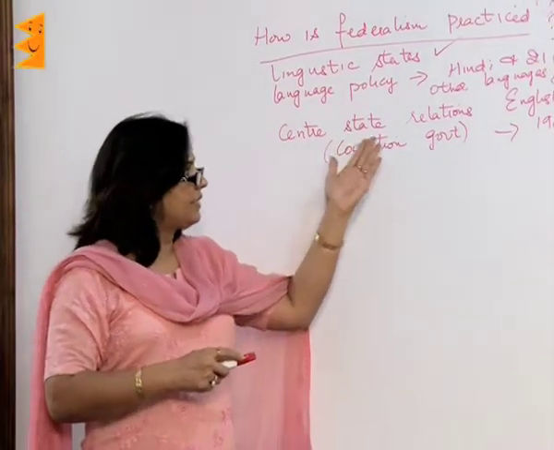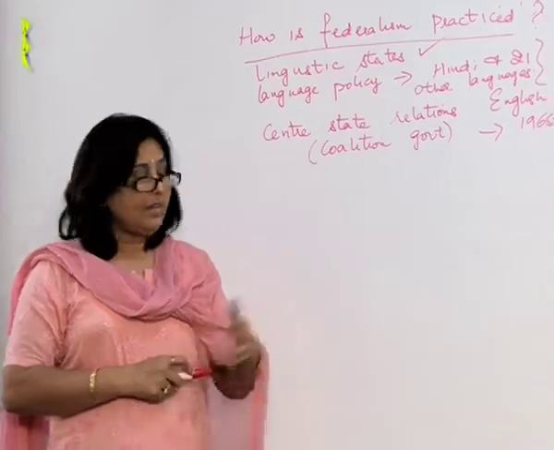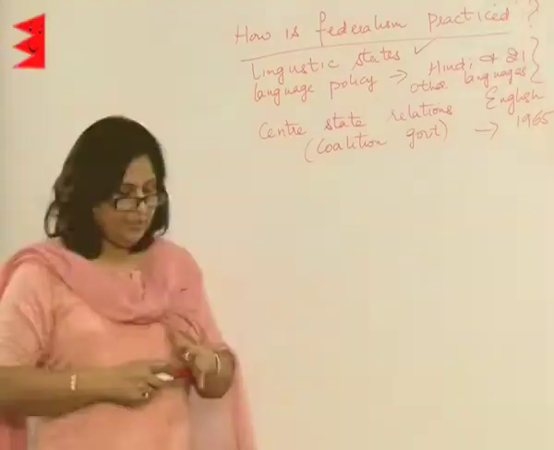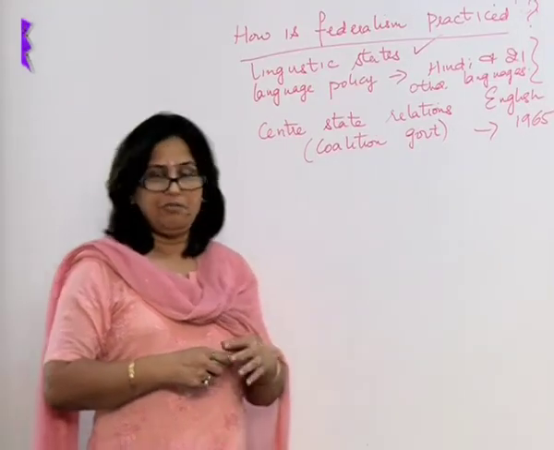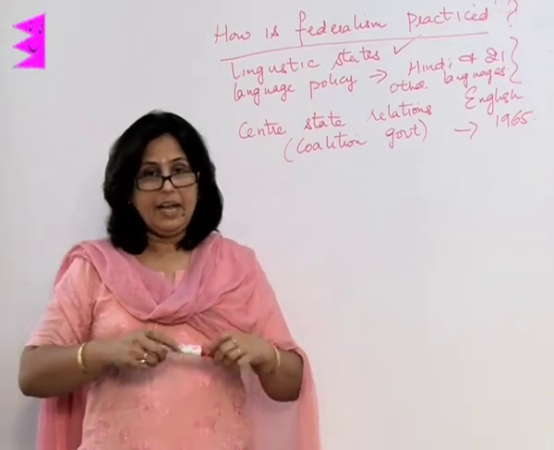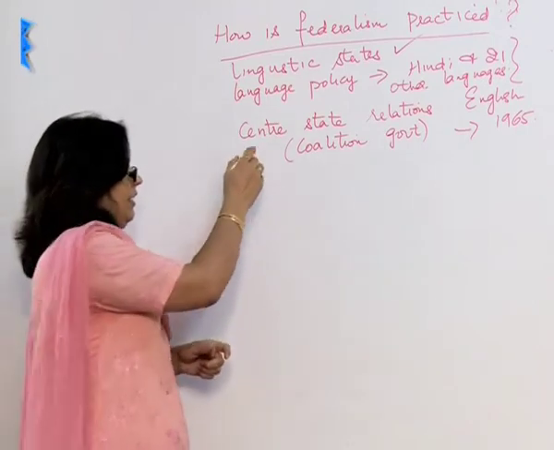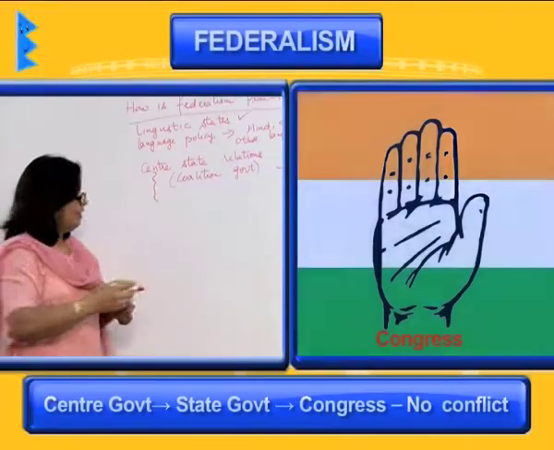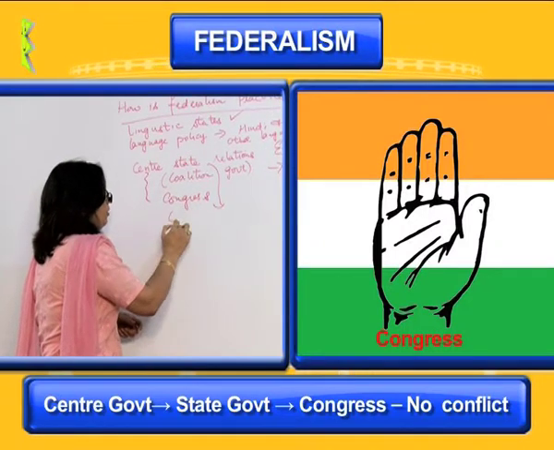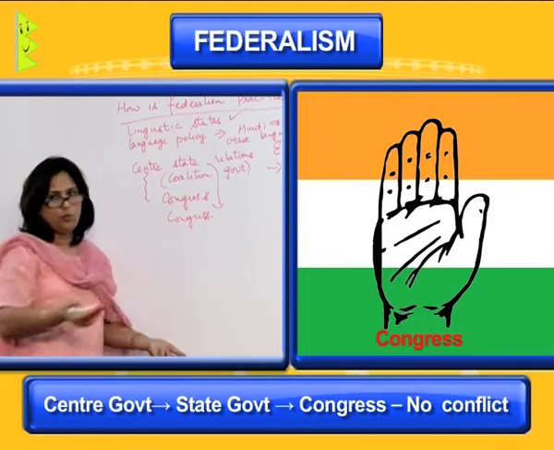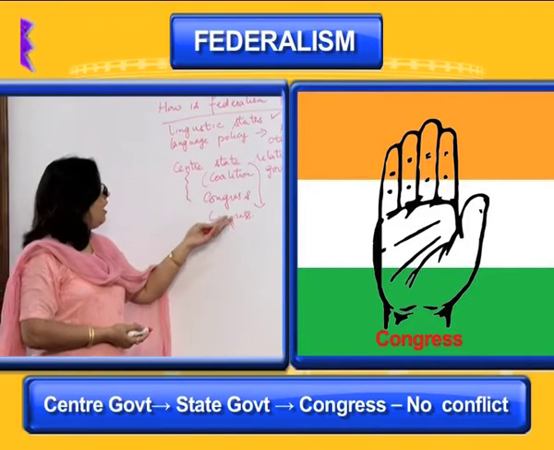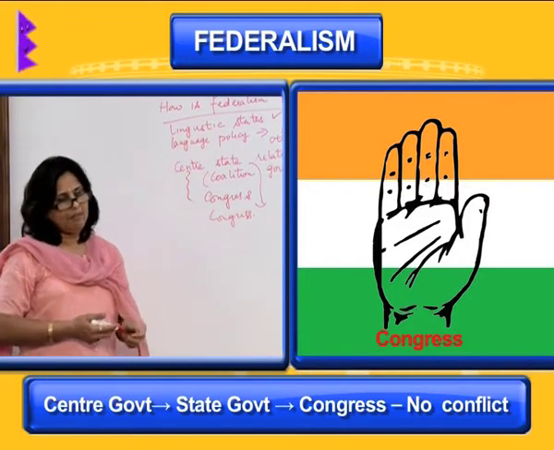Next is center-state relations in India. What is the kind of relationship that the center and the state enjoy in India? The relations between center and state are very, very cordial. Whenever there is a conflict, they try and resolve it. As far as the governments are concerned, supposing in the center there is a Congress government, and in the state also we have the Congress government. That means there is no conflict, no chaos, no confusion. Whatever orders are passed by the center government are accepted by the state government readily.